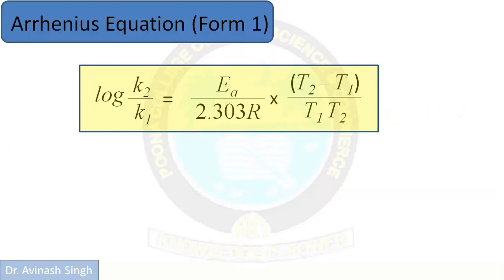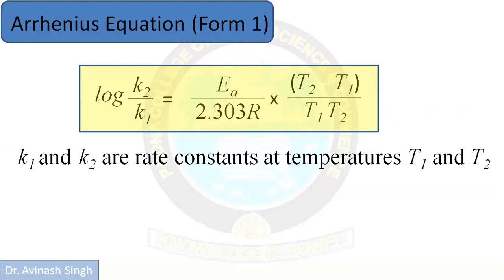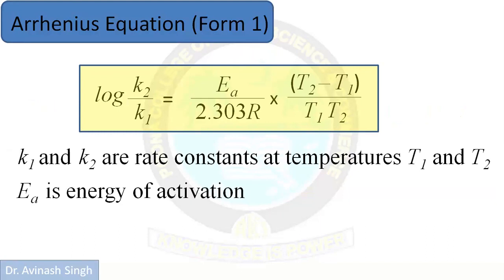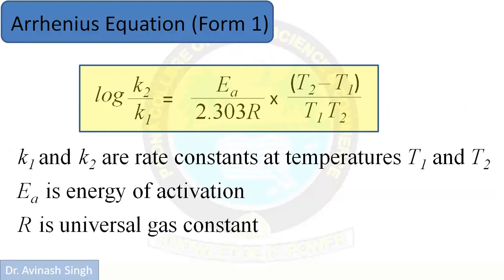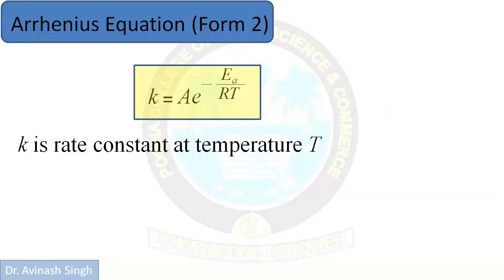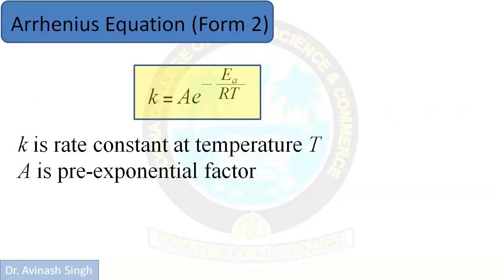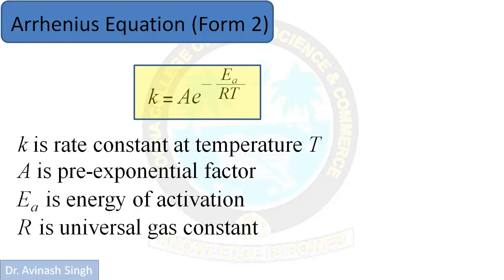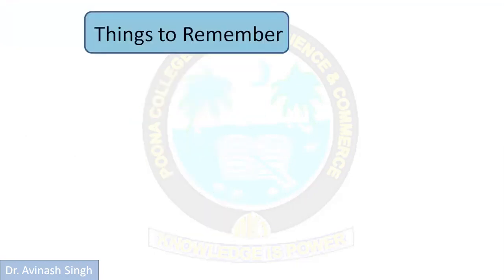This is the most popular form of the Arrhenius equation, where K1, K2 are the rate constants at temperatures T1 and T2. EA is the energy of activation and R is the universal gas constant. This is the second form of the Arrhenius equation, where A is the pre-exponential factor, EA is the energy of activation, R is the universal gas constant. Now this is a very important slide.